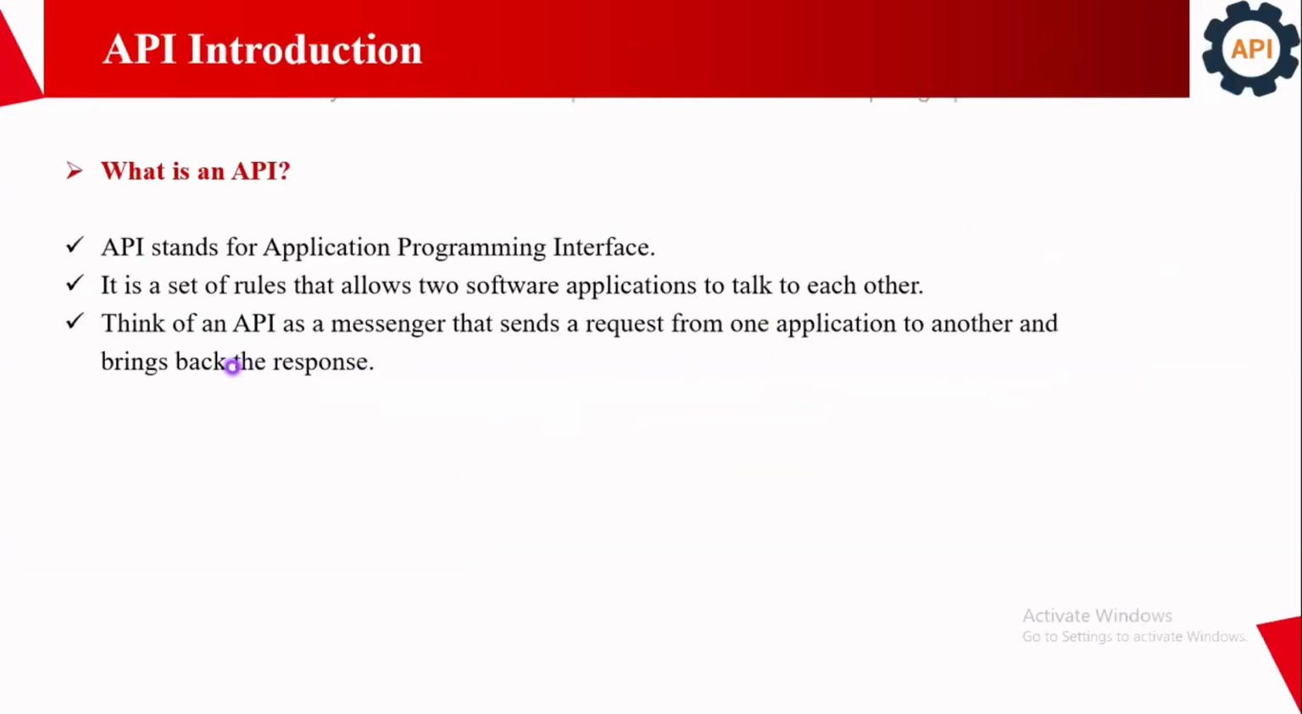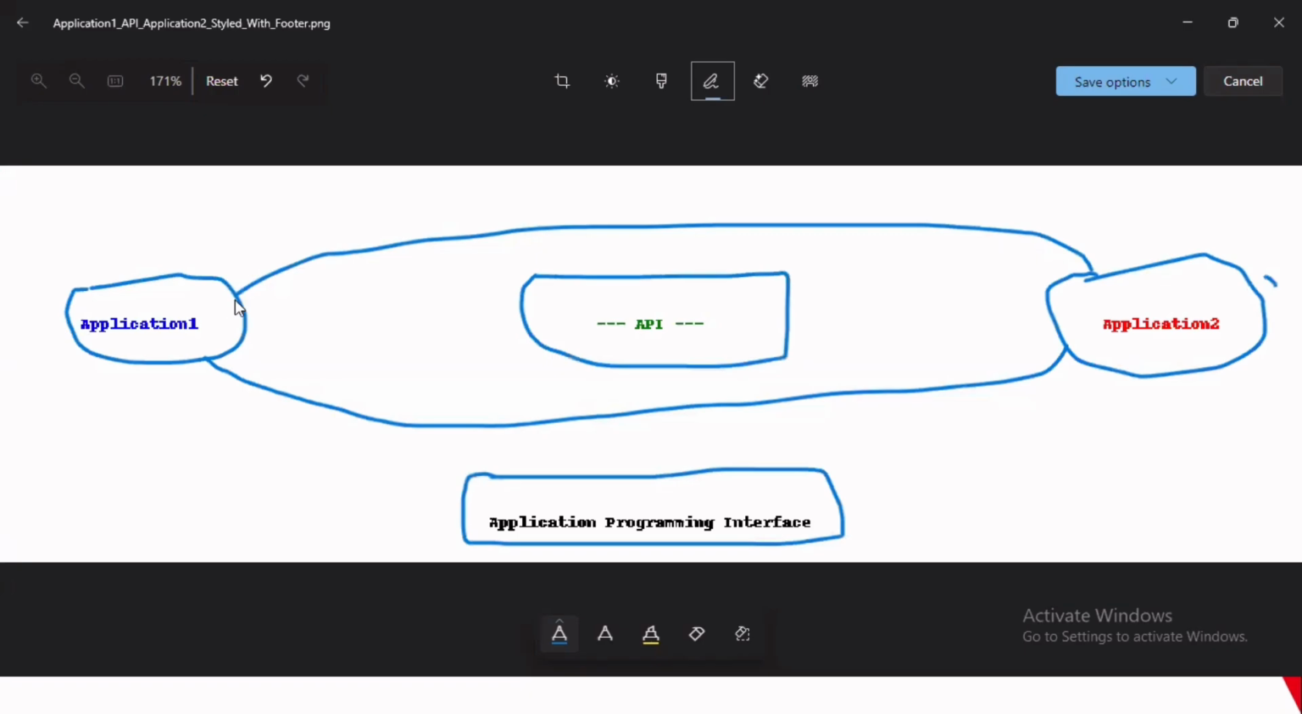For example, here we have taken the example of an API messenger. It will write some message and send it to application two, and application two will get that message data and send the response back to the application again. If these two applications are developed in different languages or different code, then to communicate with them, the bridge between these applications is called an API. We have developed a simple interface, simple code, that's called an API. It stands for application programming interface.